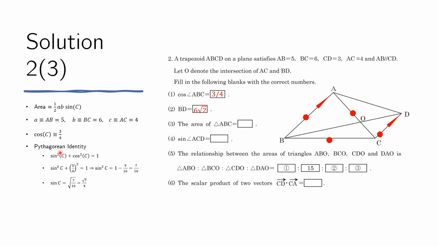Now we can just plug this in here, and we already have a and b. And when we do that, we get this value, 15 square root of 7 over 4.